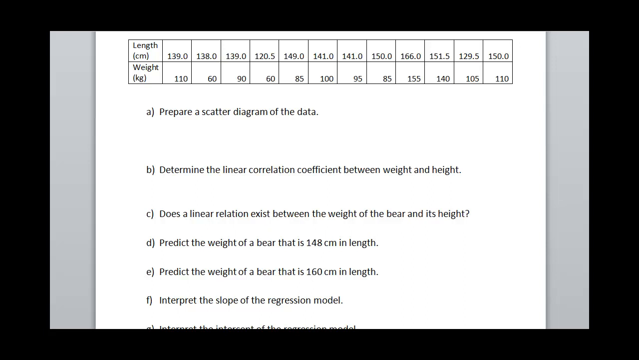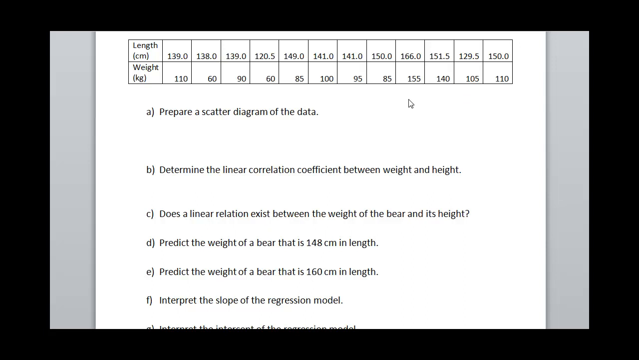To do that, we're going to prepare a scatter plot on our calculator. We'll put our x values in one list and our y values in another list. This is paired data, so you want to keep in mind that the pairs need to stay together. So, you can rearrange the pairs, but 139 needs to be the length that goes with the weight of 110 and so forth. By the way, these represent the lengths and weights of, I believe it's 12 black bears.